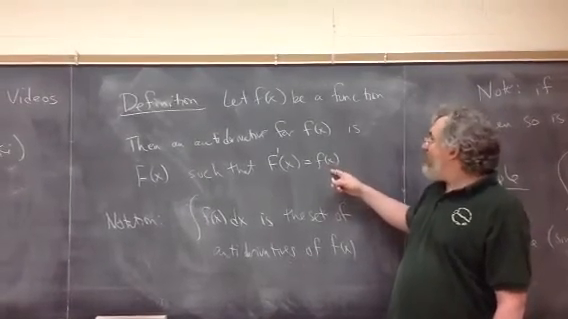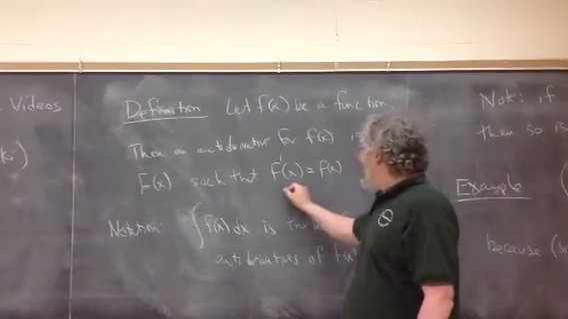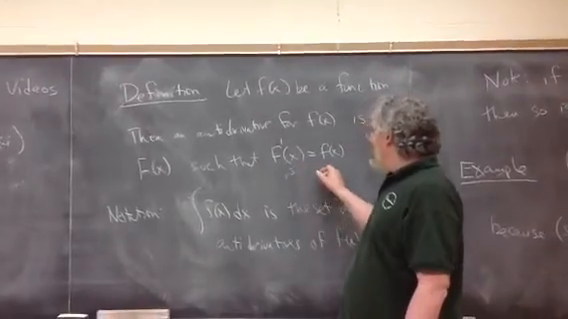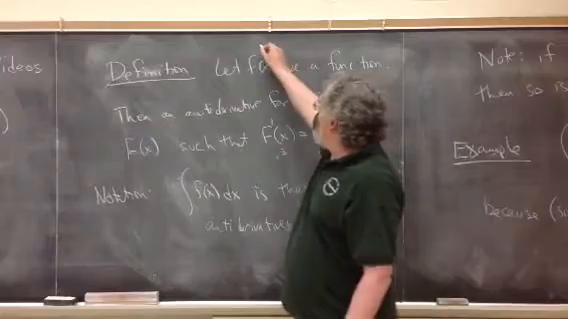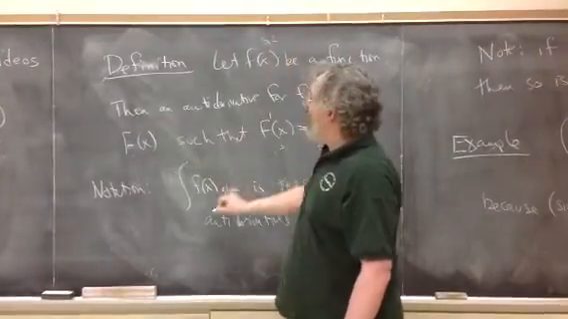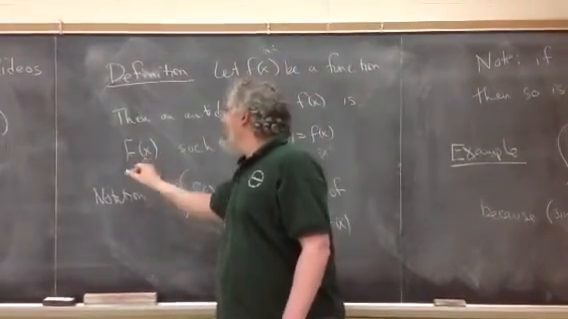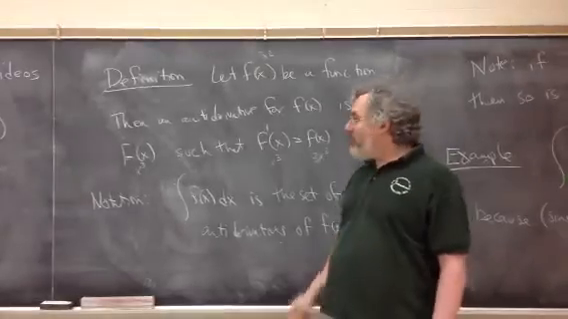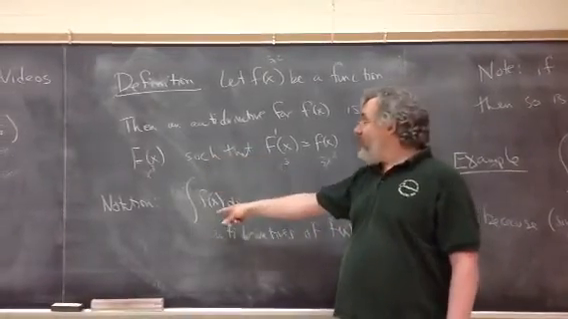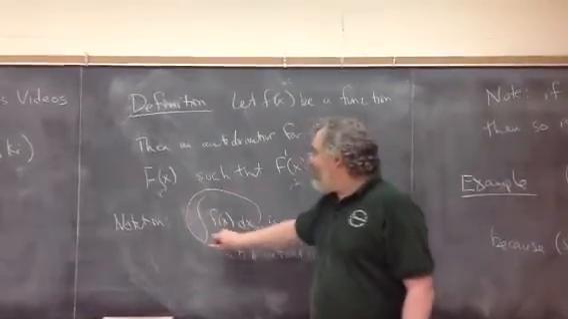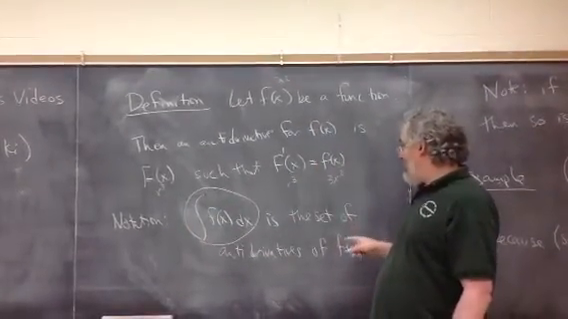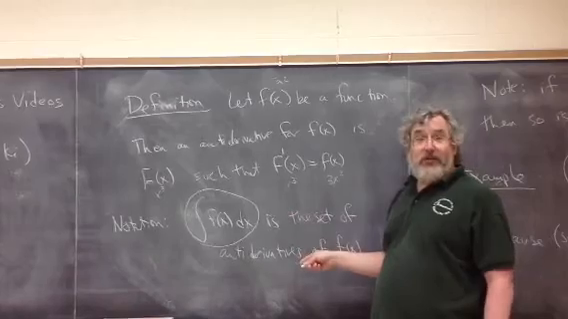So for example, if we had x cubed, its derivative would be 3x squared. So the antiderivative of 3x squared would be x cubed. Except we'll get to it. x cubed is one of them. How do we notate it? Well, this is our notation for an antiderivative. It's the set of all antiderivatives, actually.